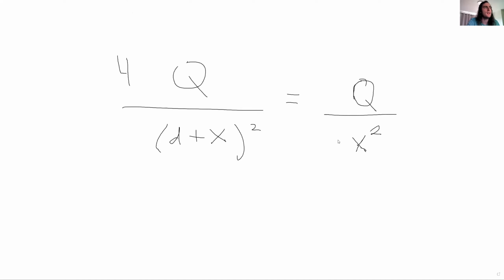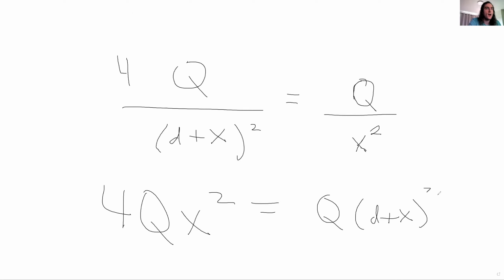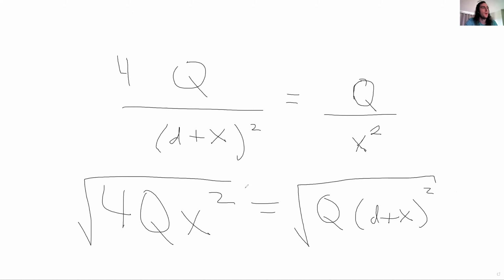What do we do to solve this? Let's say we're solving for X here. My recommendation for solving for X is to multiply these denominators to the other side. So 4Q equals Q times D plus X quantity squared. Multiply the terms over like so, and then take a square root right now. Take a square root on both sides, and don't forget to put a plus or minus on one side. So let's put the plus or minus on this side. As long as we have plus or minus on one side, we're good, okay? So put your plus or minus there.